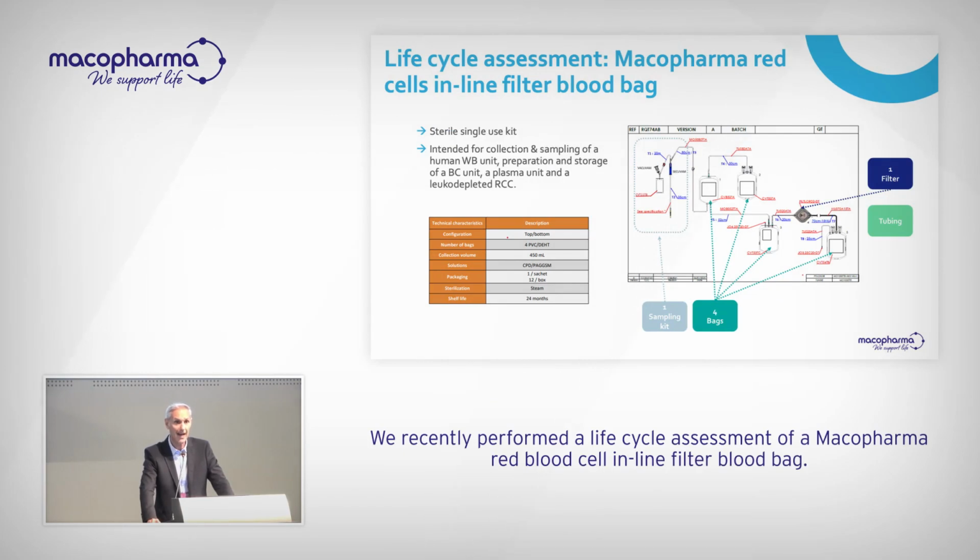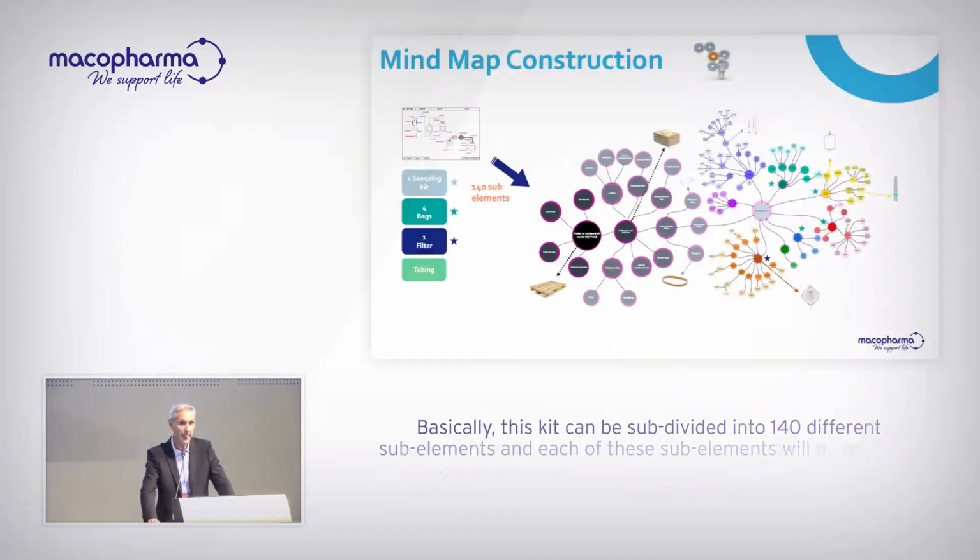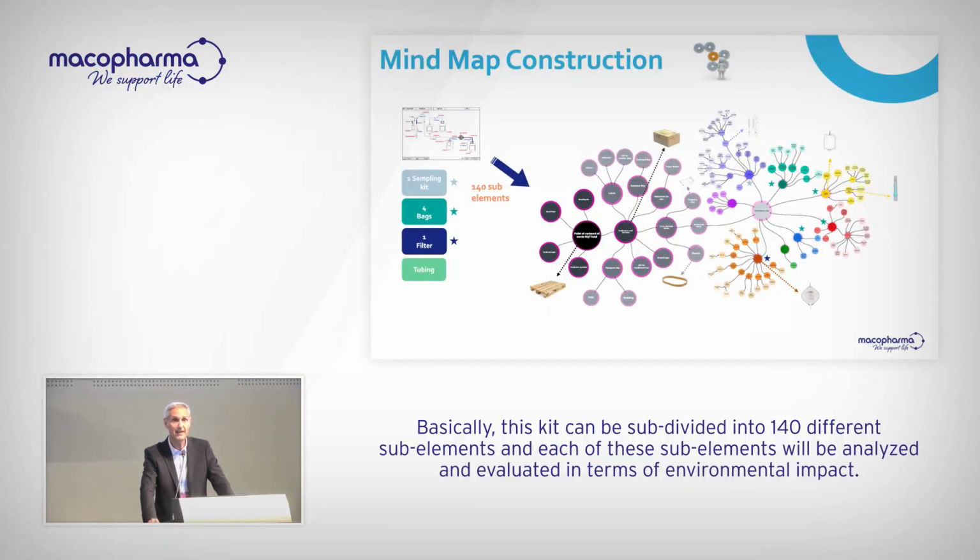We recently performed a life cycle assessment of a Macopharma red cells inline filter bag. It is a sterile single-use kit intended for the collection and sampling of a human whole blood unit, and the preparation and storage of a buffy-coat unit, a plasma unit, and a leukocyte-depleted red cell concentrate unit. Basically, this kit can be divided into 140 different sub-elements, and each of these sub-elements will be analyzed and evaluated in terms of environmental impact.